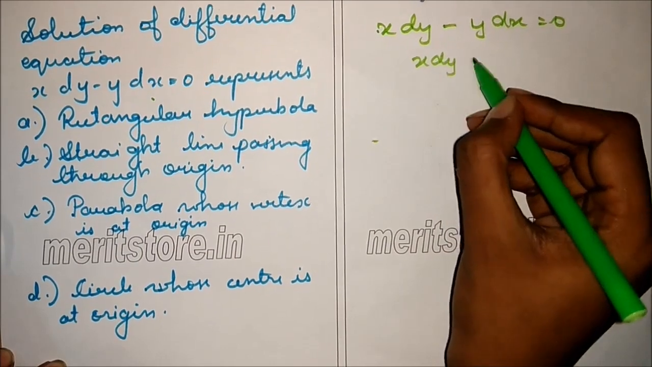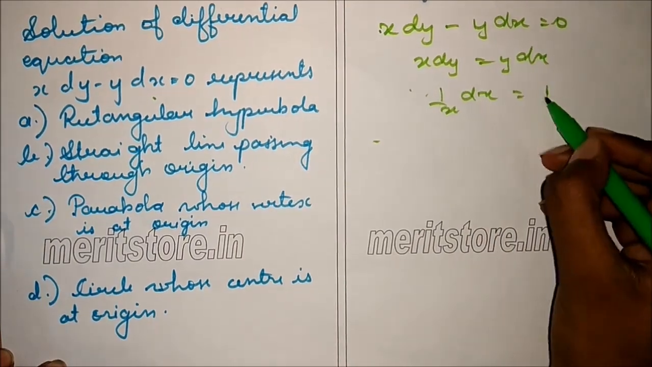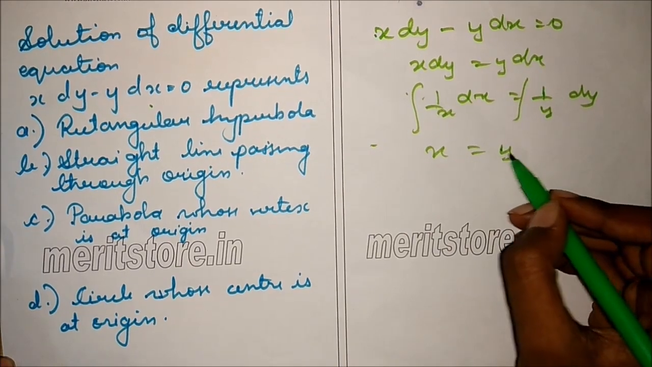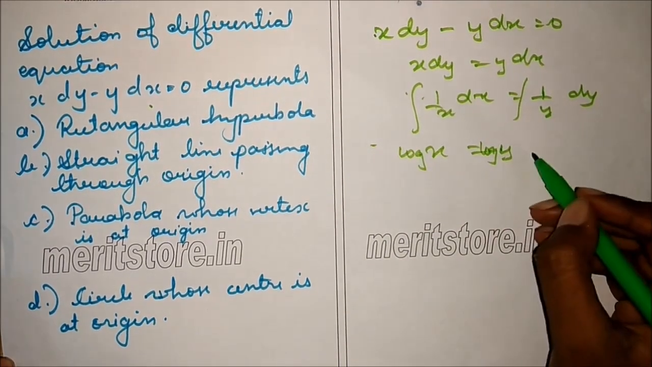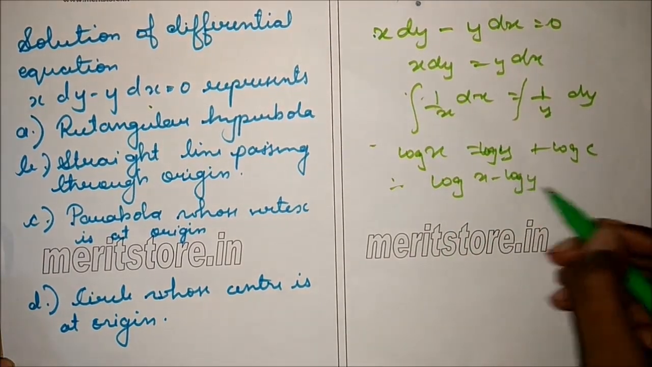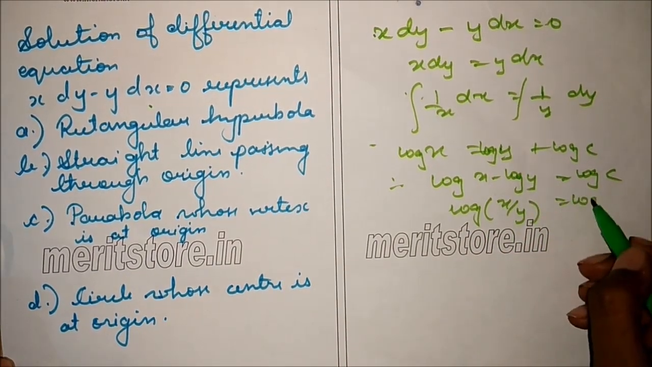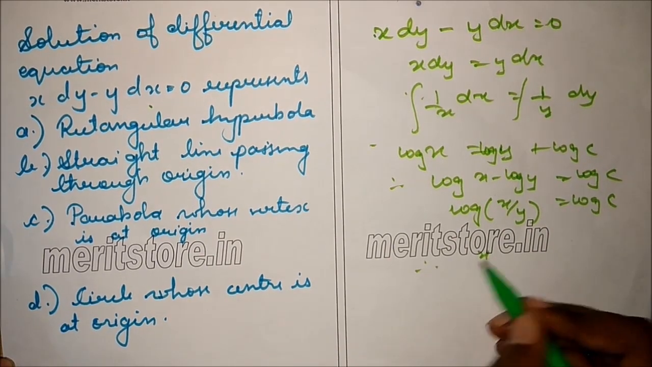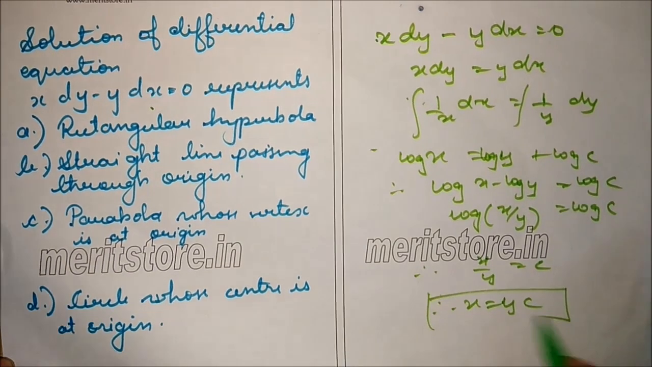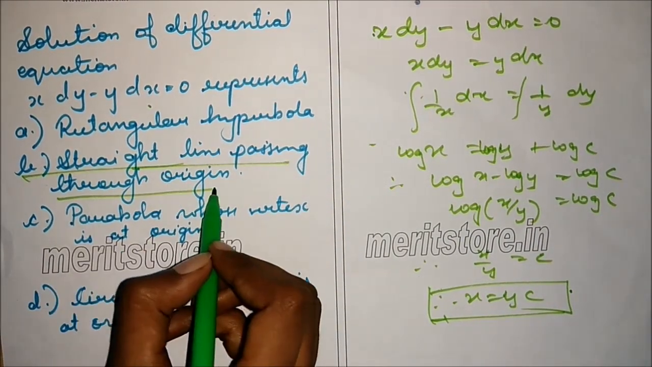That is x dy equals y dx, that is 1 by x dx is equal to 1 by y dy. So integrating both sides, we get log x equals log y plus log c. That is log of x minus log of y will be equal to log c. That is log of x by y will be equal to log c. So therefore x by y will be equal to c. Therefore x equals yc. Now this is the equation of a line passing through origin. So the answer is B, straight line passing through origin.